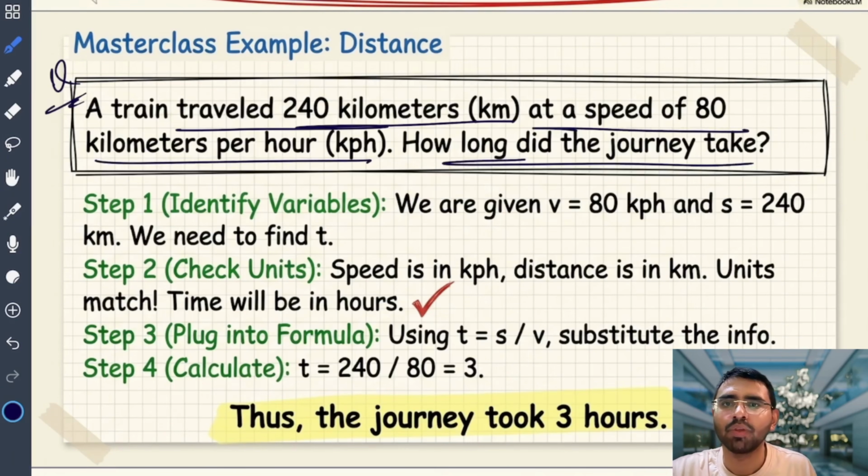Now, for example, question: a train traveled 240 kilometers at a speed of 80 kilometers per hour. How long did the journey take? So we have to first identify the variables. We are given speed, which is 80 km per hour, and distance is 240 kilometers. So we need to find time.